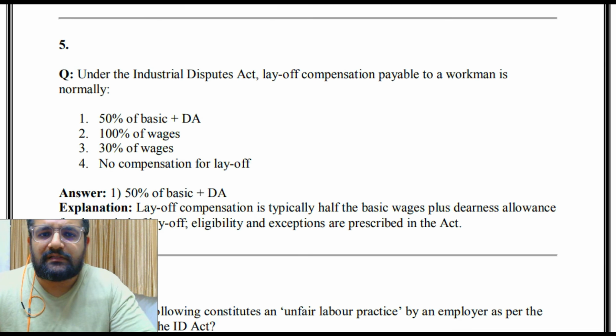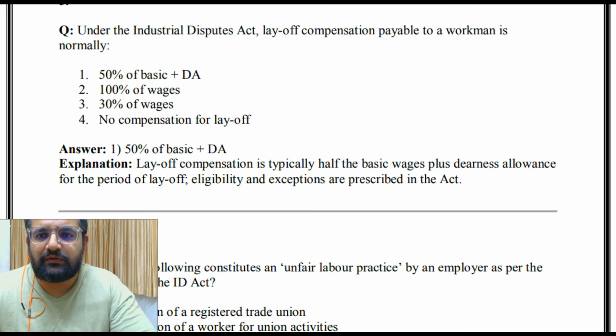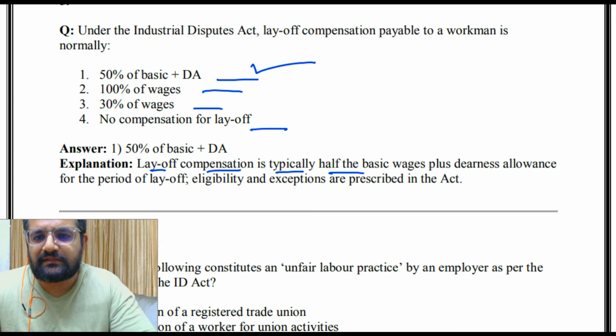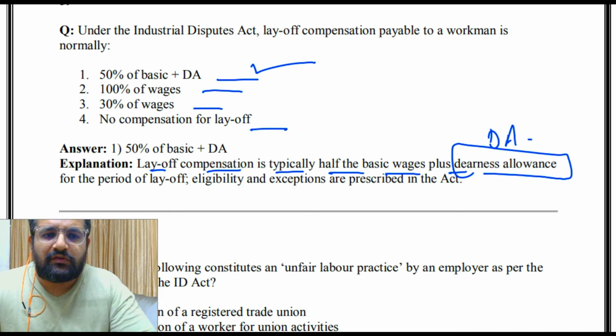Then under the Industrial Dispute Act, layoff compensation payable to a workman is normally 50% of basic plus DA, 100% of wages, 30%, or no compensation for layoff. So is there any compensation which has to be provided in case of layoff under the Industrial Dispute Act? So the answer is yes. This is the requirement, that is 50% of basic plus DA. So layoff compensation is typically half the basic wages plus dearness allowance, that is your DA, for the period of layoff. Eligibility and exceptions are prescribed in the act.